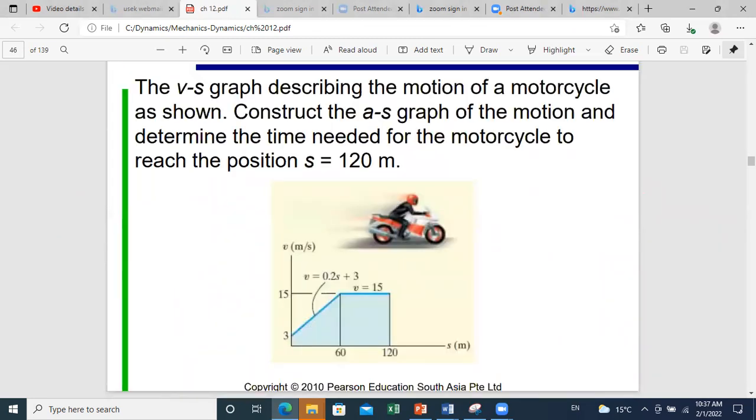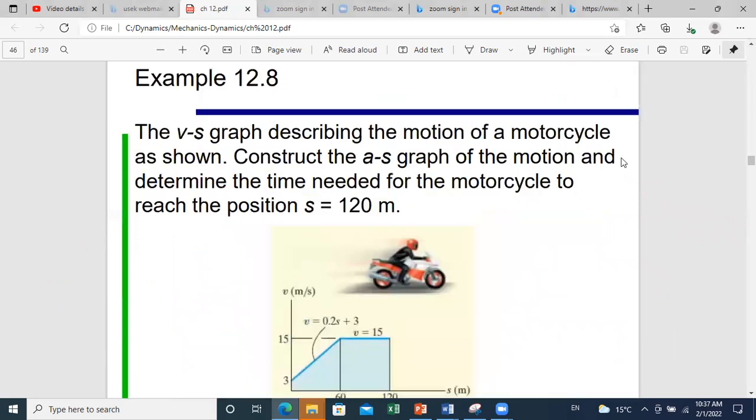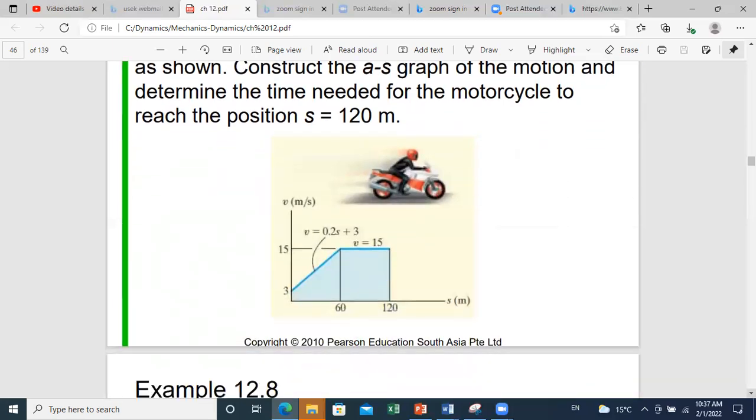Okay, here in this problem, they gave us the V-S graph describing the motion of a motor as shown. Construct the A-S graph of motion and determine the time needed for the motor to reach position 120 meters. So in any problem, you can think about two approaches. Here, since V is given as a function of S, it is easier to work with the analytical method.